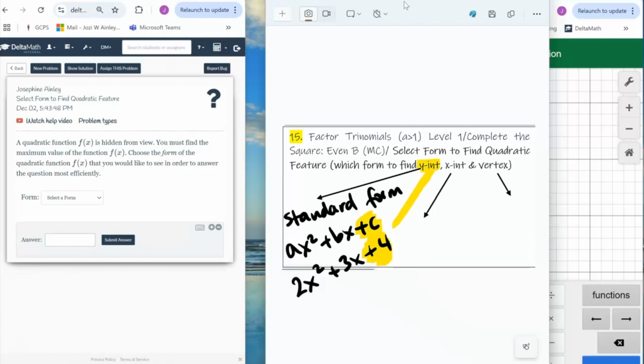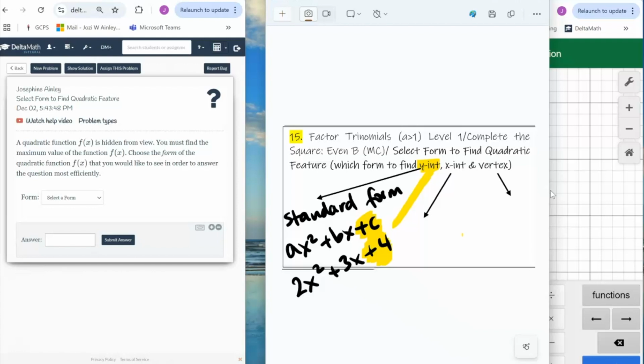Okay, so make sure you know that, because I've seen some questions where you put the answer choices in and they match for both answer choices, but one of them is wrong because the question is, which form is best to find the y-intercept? The best form is standard form. Why? Because you can just look at it and see it.